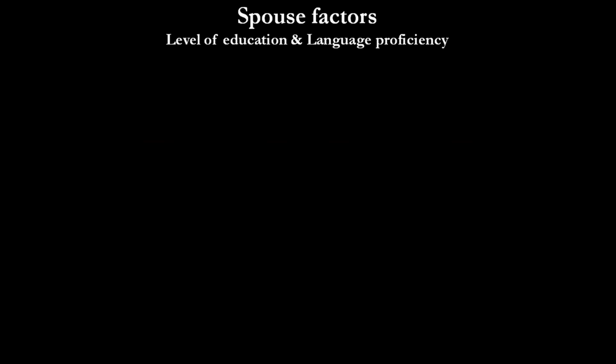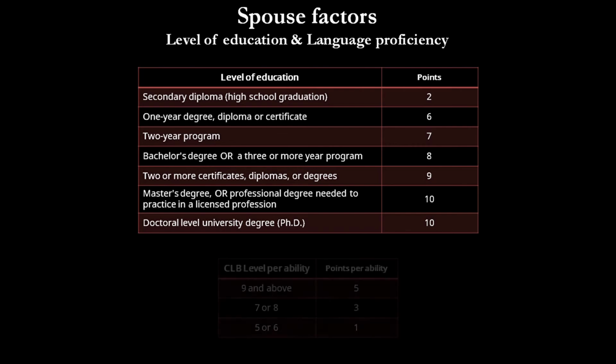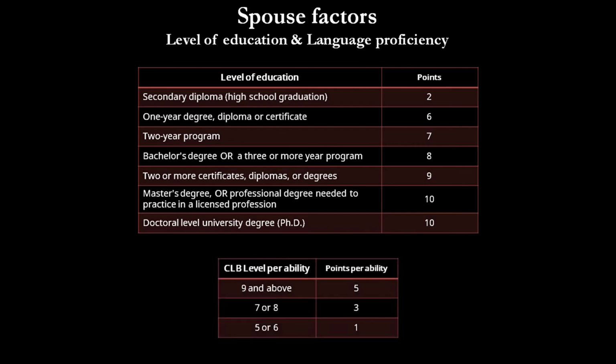So let's move on. Let's consider the spouse factors. Here I'm considering the level of education and the language scores of your spouse. If your spouse has a bachelor's degree, you get an extra 8 points, and if a master's or PhD, you get a maximum of 10 points. And with each CLB level score, you get a maximum of 5 points per ability. So you need to also consider the level of education and the language scores of your spouse to increase your scores as well.